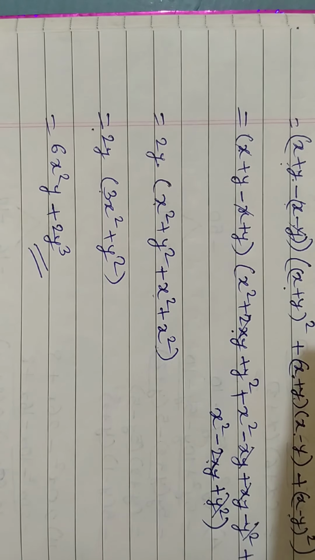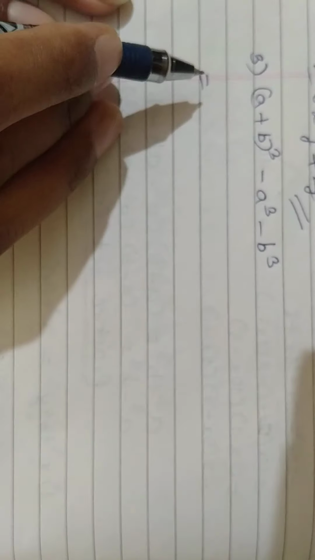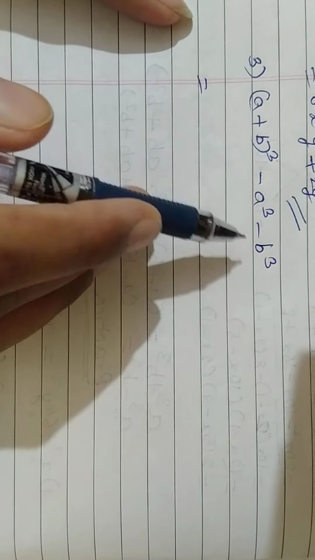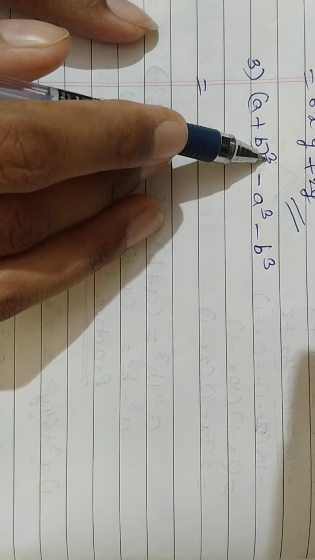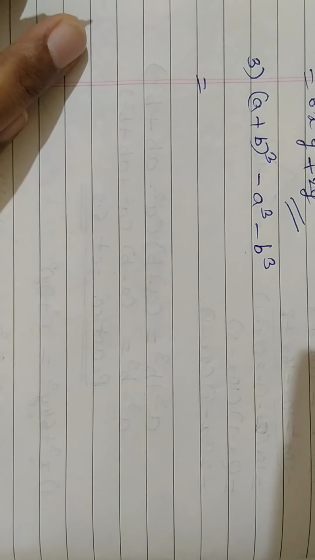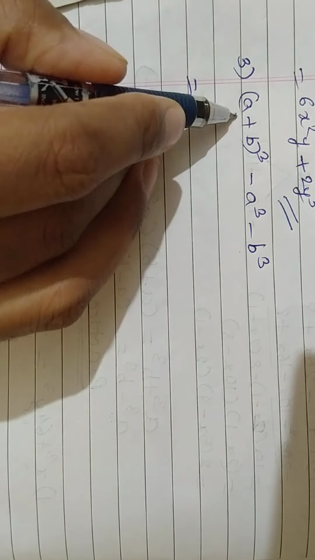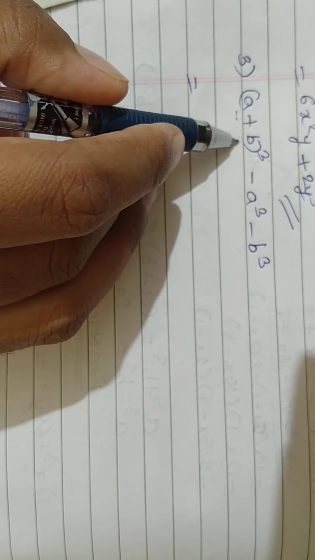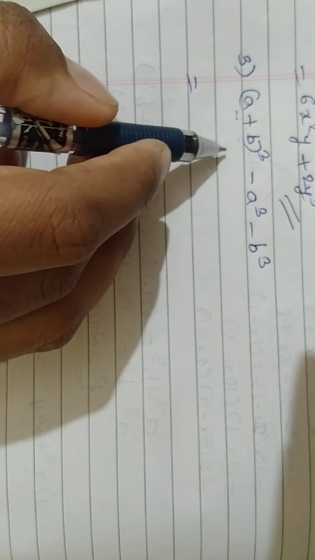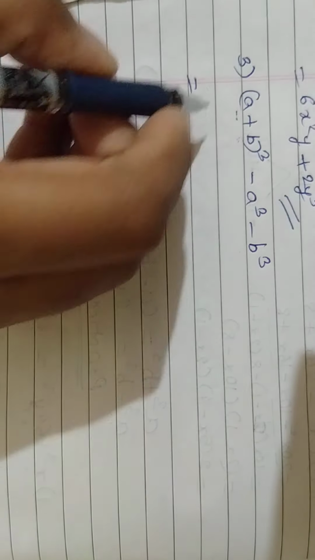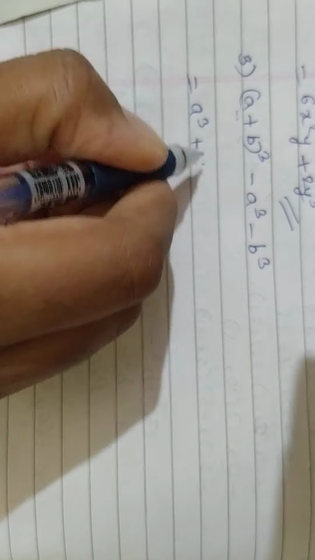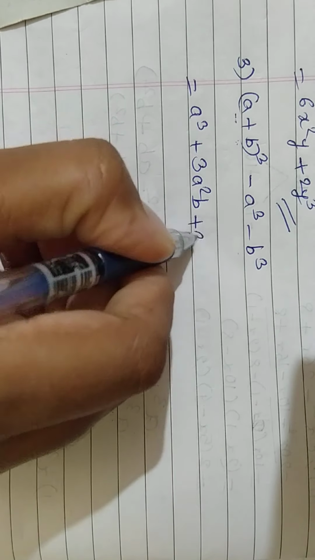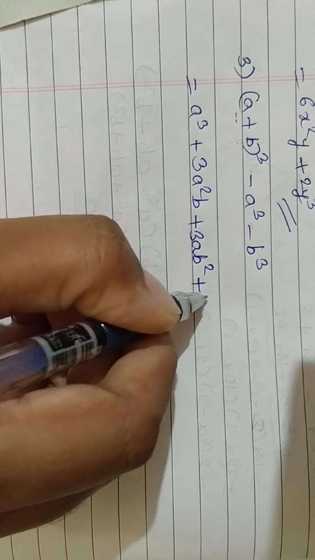Now see this third one, a plus b whole cube minus a cube minus b cube. Here only one formula you have to use, that is a plus b whole bracket cube. This we will keep as it is. It will be easy to solve. See, the formula for this: a plus b whole cube is a cube plus 3a square b plus 3ab square plus b cube.